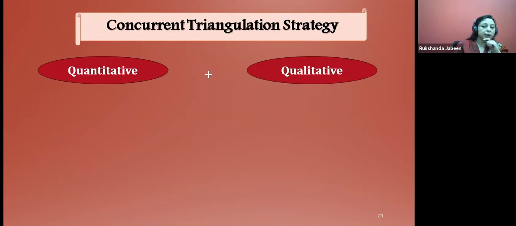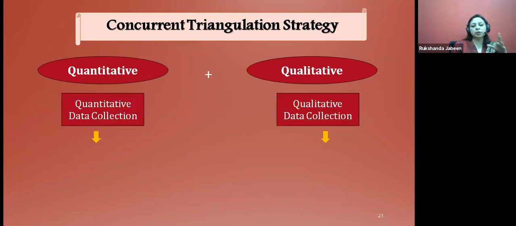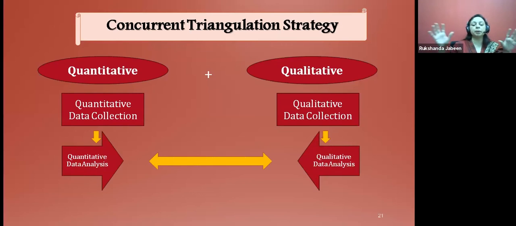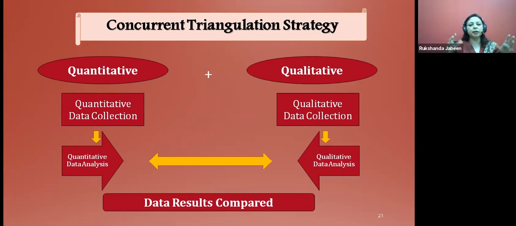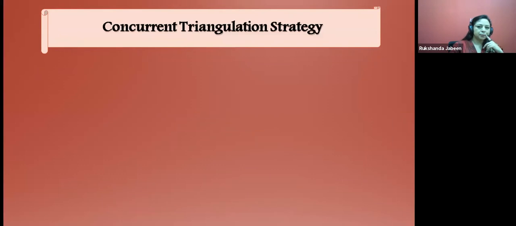Then comes the concurrent triangulation. Now we are moving to the second phase, that is convergent or concurrent research designs. The first one is the concurrent triangulation strategy, where the qualitative and quantitative data collection and analysis are done simultaneously, at the same time. Then the results are compared and interpreted. Let's look at an example of triangulation.